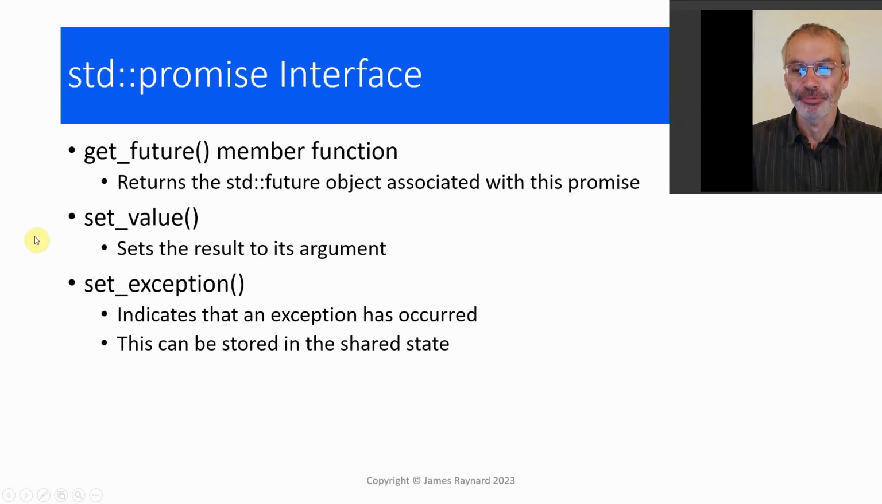As well as the get_future member function, there's also a set_value member function which will store its argument in the shared state, so that will set the result of this thread's operation. And there's also a set_exception. If an exception is thrown, you can use this to store it in the shared state.